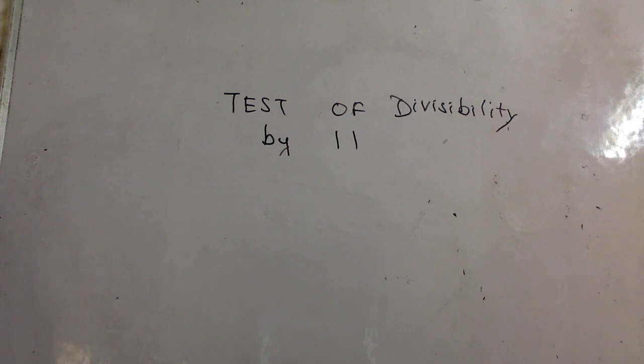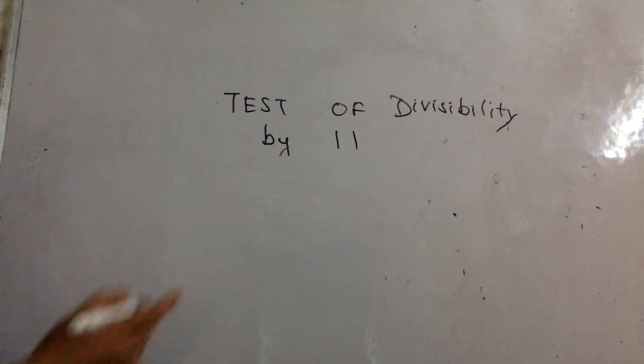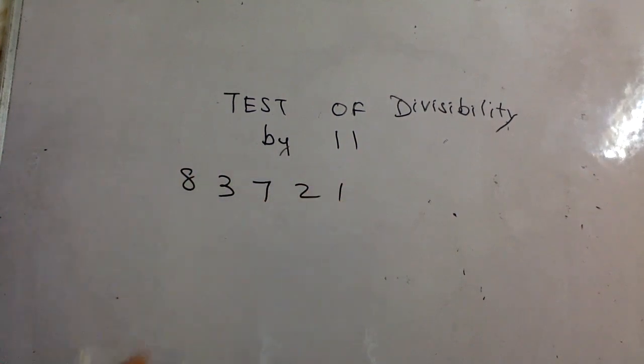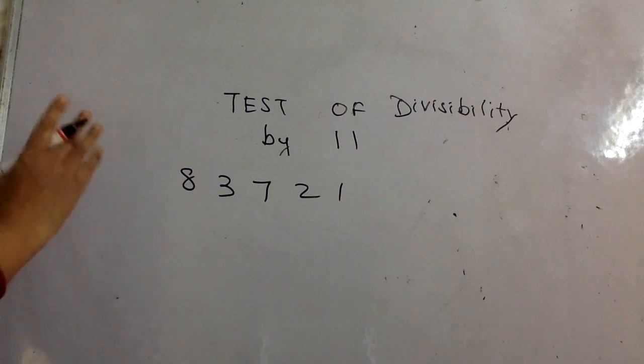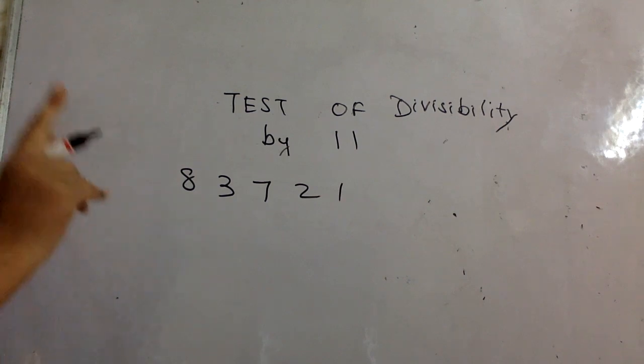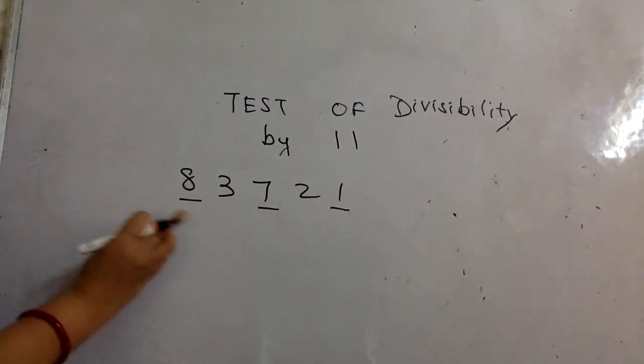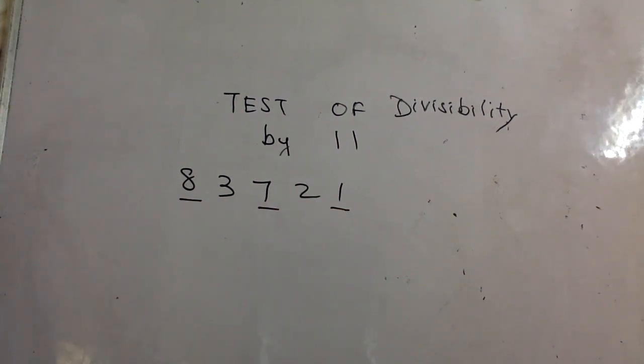Now this is a very useful one and quite simple. Very often I see students finding this very difficult. Let me quickly show you how easy it can be. This is the number 83721. Whenever you are trying to check the divisibility of a number by 11, what you do is you underline like this, alternate place digits. You don't have to think about odds, you don't have to think about evens.